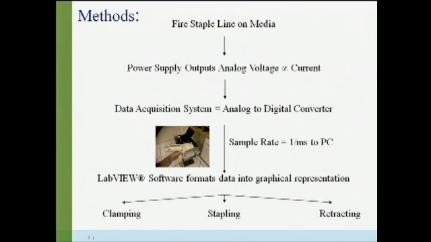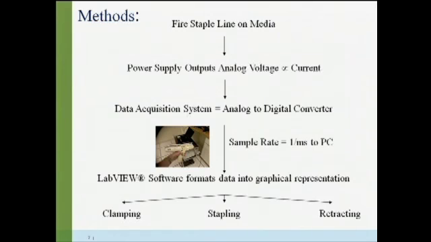For my methods, I selected my test media to be in vivo canine and porcine tissue, foams, rubbers, and other synthetic materials. While I fired a staple line on the media, I recorded the current that the motor was drawing from the power supply. The power supply would output an analog voltage proportional to the current. That went to a data acquisition system, which is an analog to digital converter. We use this data acquisition system so we could have a higher sample rate. We had a sample rate of 1,000 samples per second to the PC, and that high sample rate is the reason why our method is so precise.